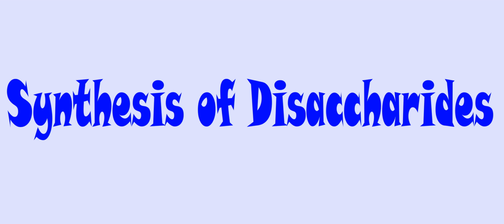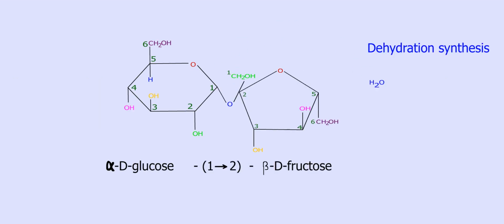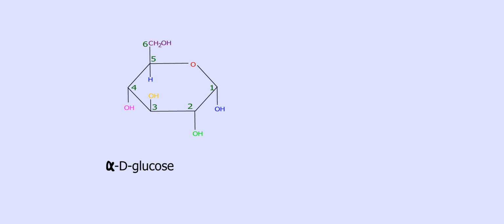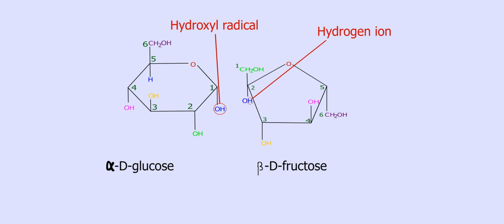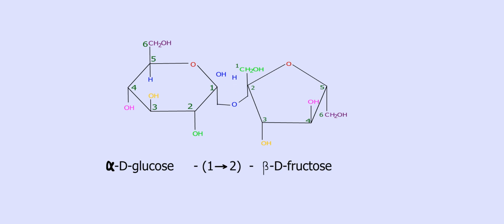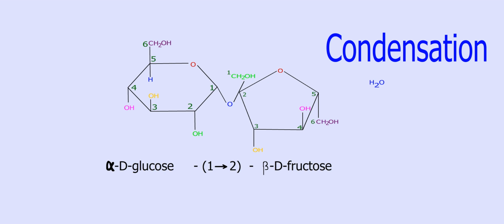Synthesis of disaccharides. The chemical process of joining monosaccharide units is referred to as dehydration synthesis since it results in the release of water as a byproduct. Disaccharides are formed by displacing a hydroxyl radical from one monosaccharide and a proton or hydrogen ion from the other monosaccharide and then causing the two monosaccharides to covalently link together. The detached hydroxyl radical and proton will join and form a water molecule. Thus, one way of synthesizing a disaccharide is through the condensation of two monosaccharides.